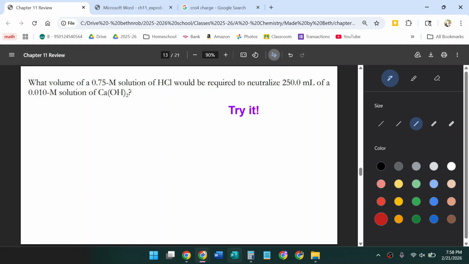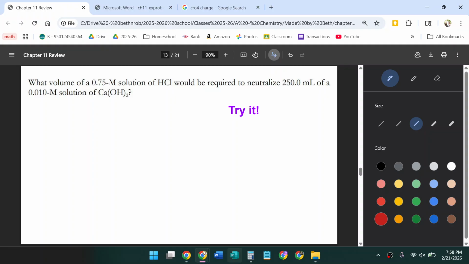All right, so the next one says, and this one comes from number, I should have left the numbers up because I can't tell. What volume of a 0.75 molarity solution of HCl would be required to neutralize 250 milliliters of a 0.01 molarity solution of Ca(OH)2? If you're doing the extra problems and you've downloaded them, this is number 4 on the extra problems.